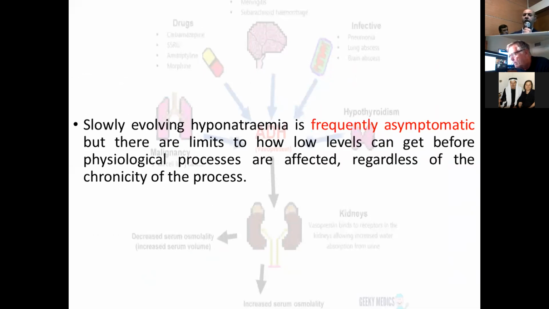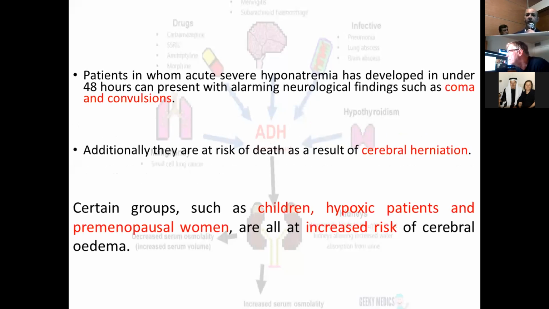Slowly evolving hyponatremia is frequently asymptomatic. This is as opposed to acute hyponatremia. Patients in whom acute severe hyponatremia has developed in under 48 hours can present with very alarming signs and symptoms such as coma and convulsions. Additionally, they are at risk of death as a result of cerebral herniation. This is due to brain edema. And certain groups are at higher risk than other populations, such as children, hypoxic patients, and premenopausal women, who are all at increased risk of developing cerebral edema.